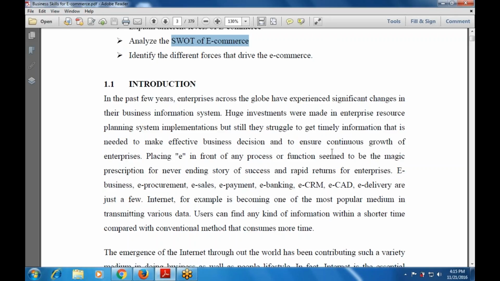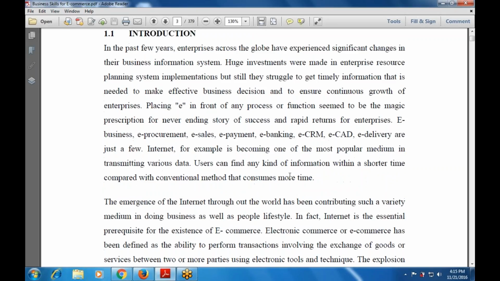The emergence of the internet throughout the world has contributed a variety of mediums for doing business as well as for people's lifestyle. Whatever data is used in people's lifestyle is used with the internet. And the internet is essentially a prerequisite for the existence of e-commerce, for the ability of e-commerce.